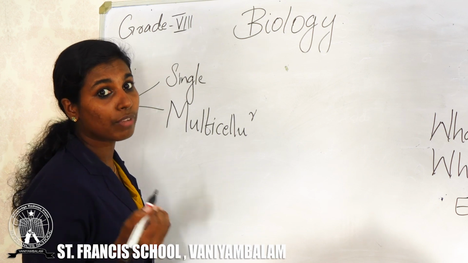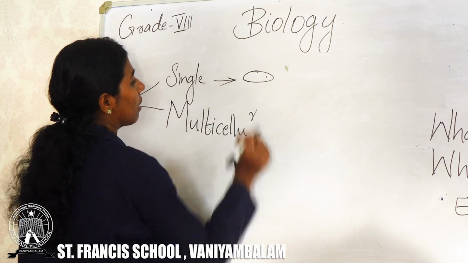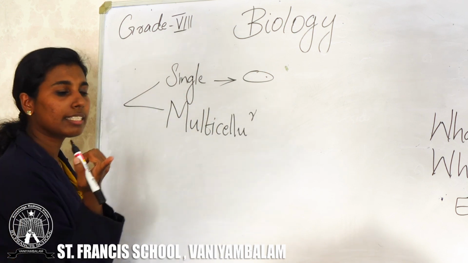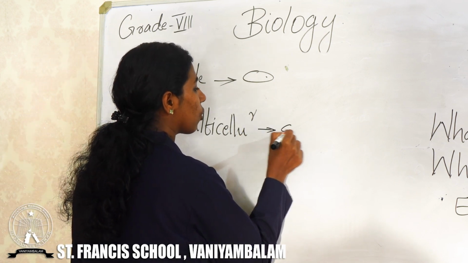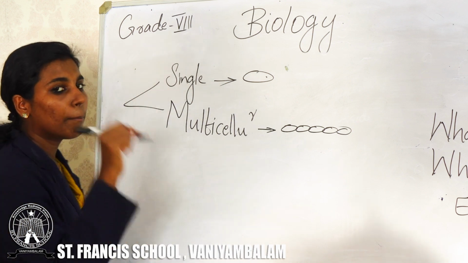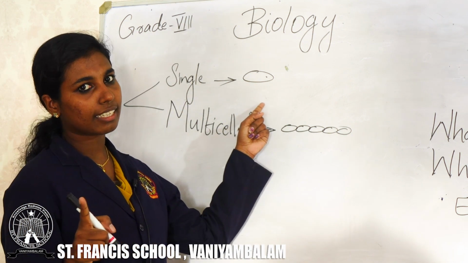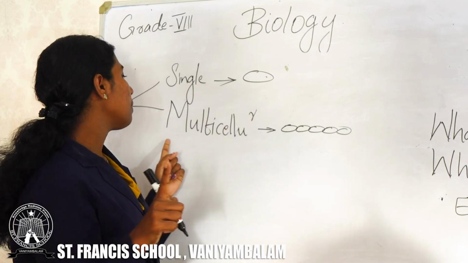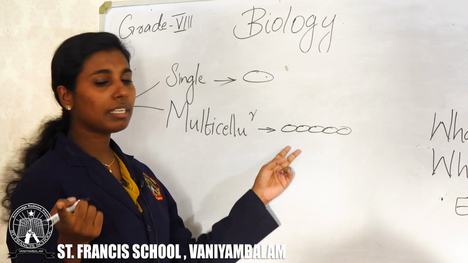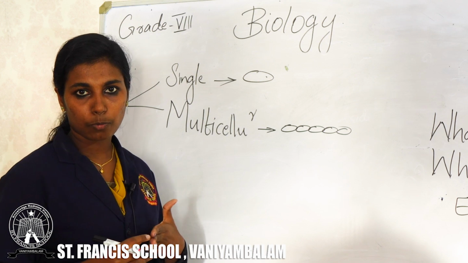From the name itself we can identify that single cellular means only one cell. The organism has only one cell. What about multicellular? Multicellular means the microorganism has two or more cells. So, microorganisms exist in nature as single cellular, just like this, only one cell, or as multicellular, just like this. That means two or more cells are needed for one organism. Hope you clear this point.